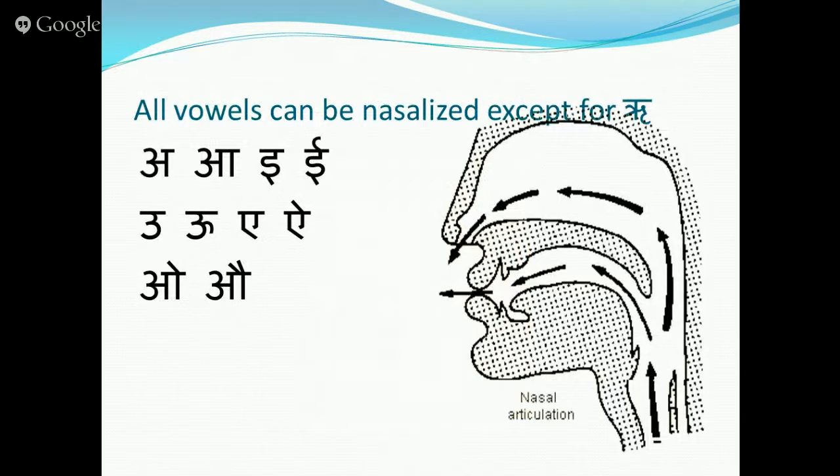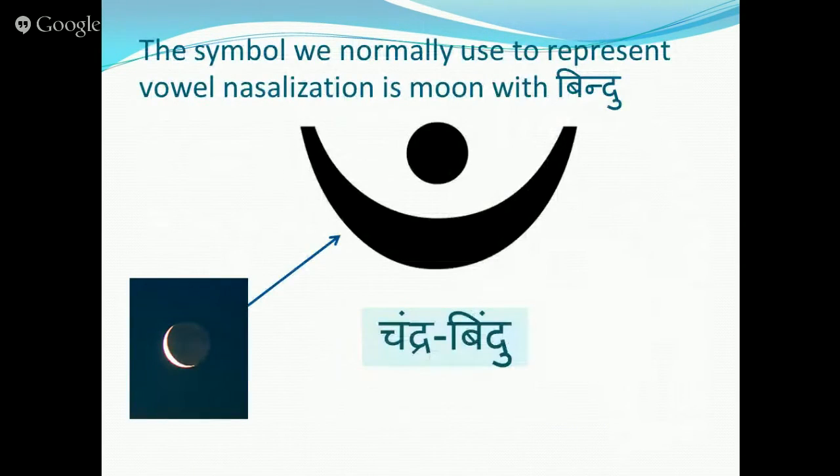And all vowels in Hindi can be nasalized with the exception of ri. Why? Because ri in reality is no longer a vowel, but we treat it that way. So the symbol that we normally use to represent a nasal vowel is this moon shape with the bindu on top. Therefore, we call it Chandra Bindu, Chandra meaning moon.